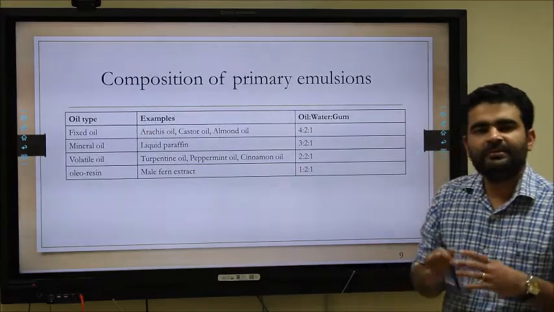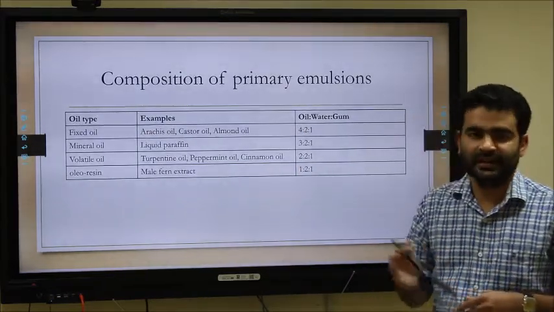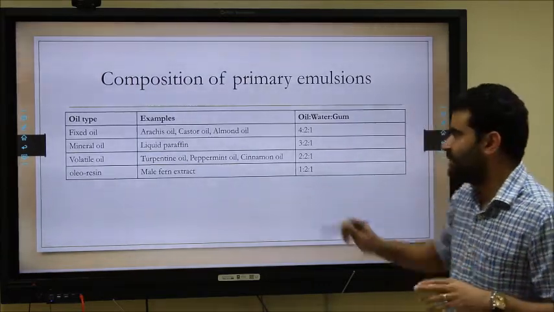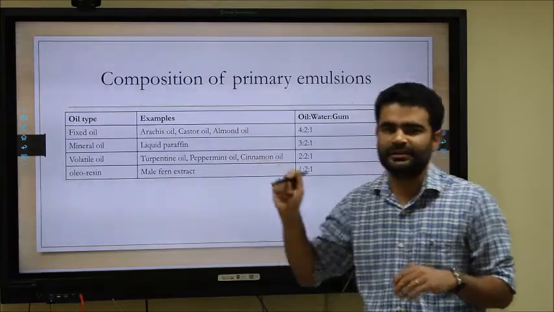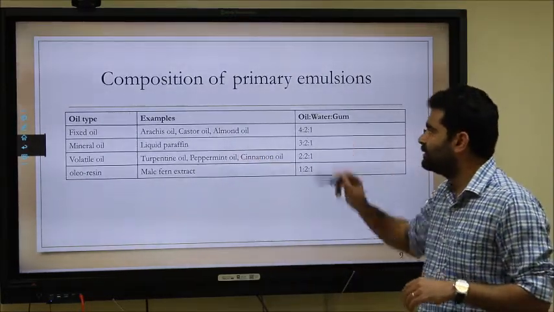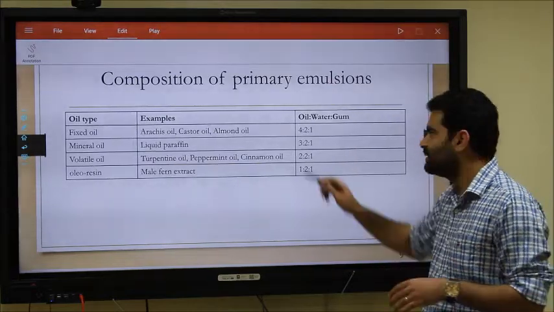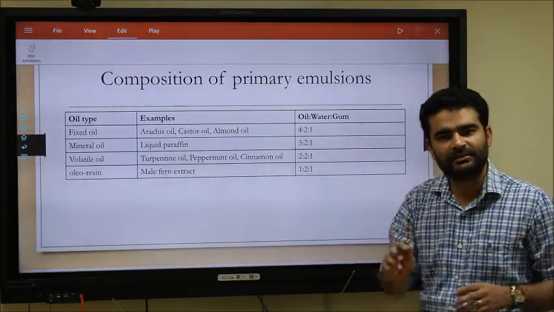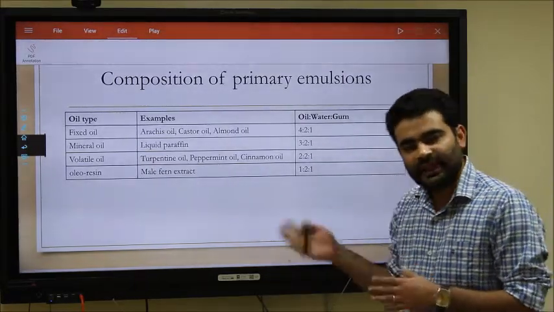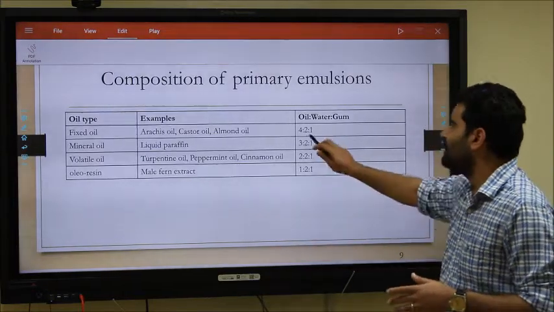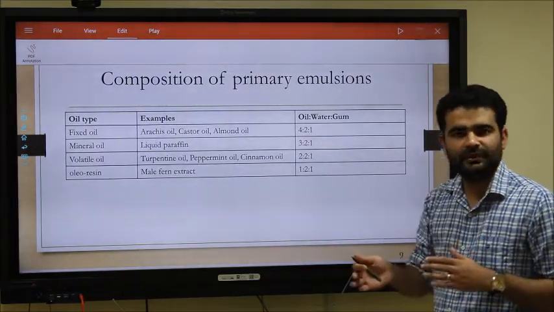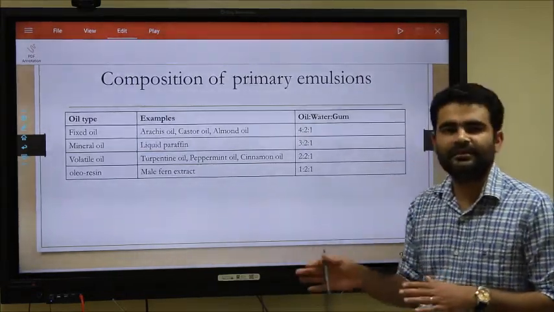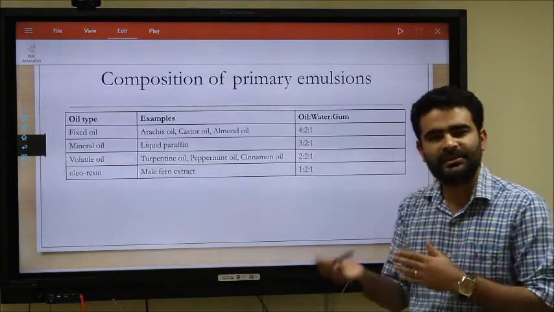When we are preparing primary emulsions using gum like acacia gum and oils, the oils are classified into 4 parts: fixed oil, mineral oil, volatile oil, and oleoresins. In the case of fixed oils, the ratio in primary emulsion is 4:2:1. That means 4 parts of oil, 2 parts of water, and 1 part of gum are triturated together. As I mentioned in the dry gum method, 4 parts of oil are triturated with 1 part of gum, and 2 parts of water are added until the clicking sound is formed. The clicking sound confirms the preparation of primary emulsion.